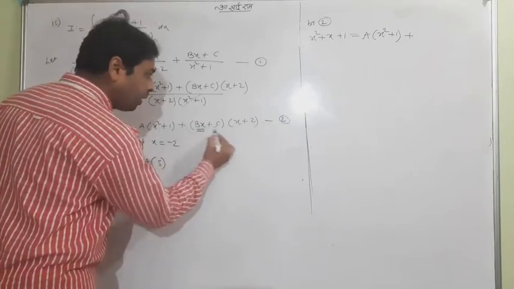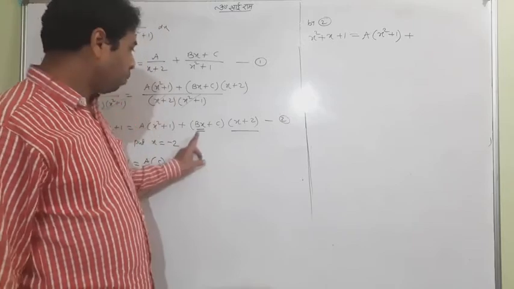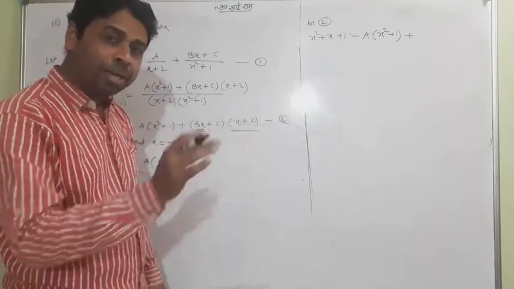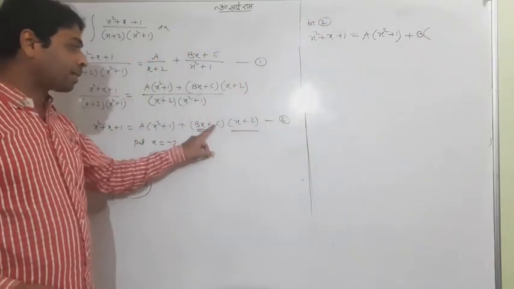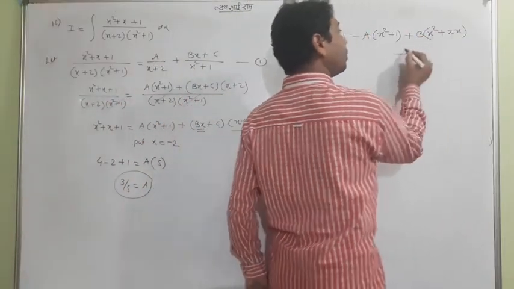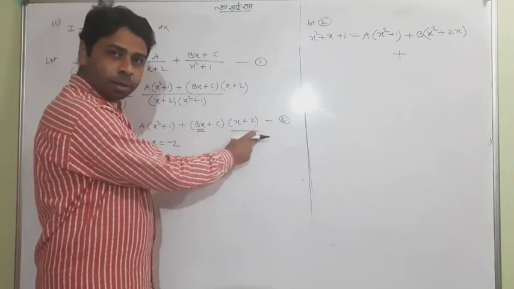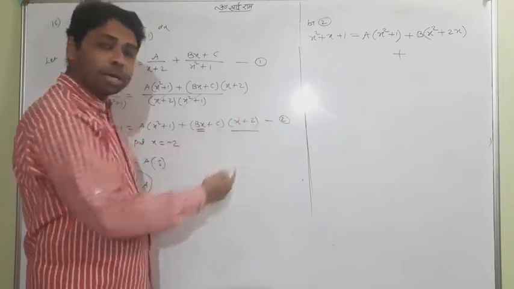How to multiply these two? Choose bx into both. What will come? Bx square, 2bx. But don't include b inside the bracket. Keep b outside, and only multiply x square plus 2x. Hope you are getting it. I don't think that's a tough one. You multiply bx in the bracket, but don't include b in the bracket. Keep b outside and only x multiplies in the bracket.